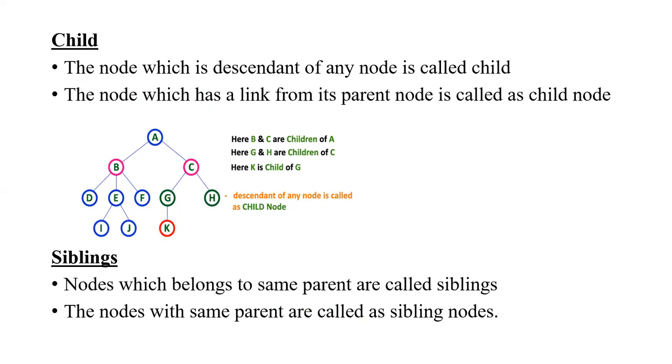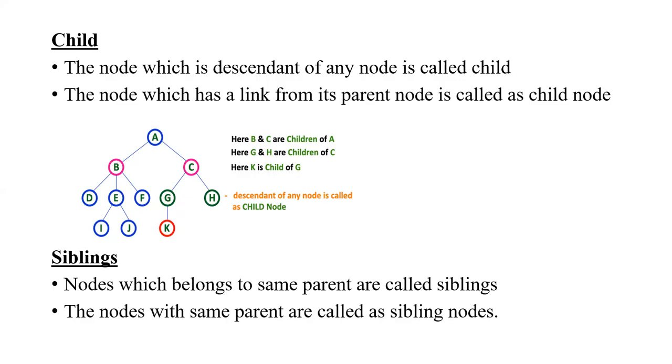Child. The node which is the descendant of any node is called a child. The node which has a link from its parent node is called a child node. Here, B and C are the children of node A. G and H are children of C. K is the child of G. D, E, F are the children of B. I and J are children of E.